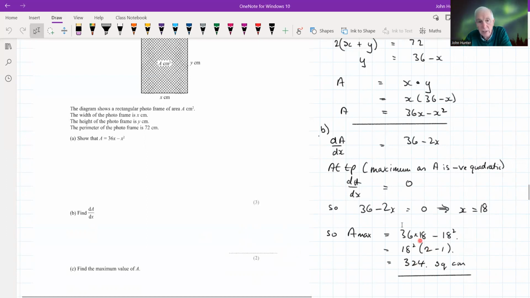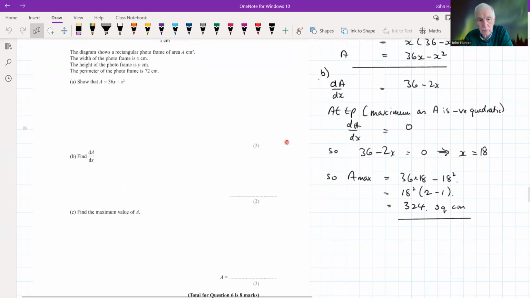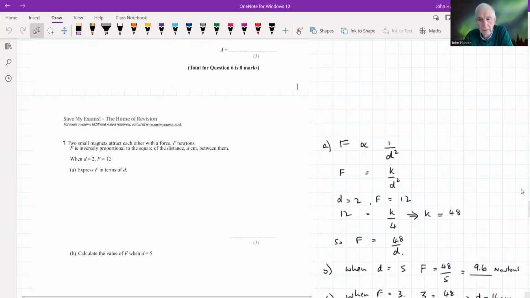Now, it's interesting, isn't it, that the maximum value is at 18, because if x is 18, then the value of y must be 18. That's intuitively obvious, really, because if we had the maximum for a different value of x, we could have swapped x and y over, and we would have a bit of a contradiction. So intuitively it's correct.